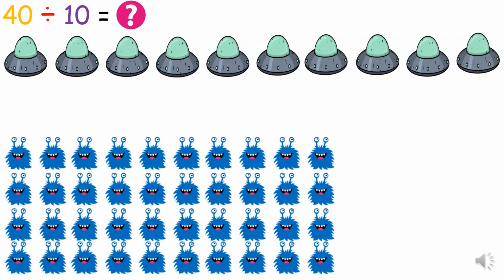So we have our 40 aliens and we're going to divide them. We're going to use the sharing strategy today. And we're dividing it by 10. And you might be able to spot the 10 spaceships at the top of the screen, which means we're going to share all of the aliens out underneath the spaceships until all of the aliens have gone.